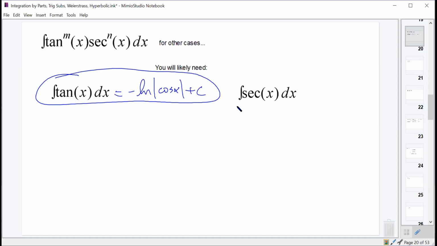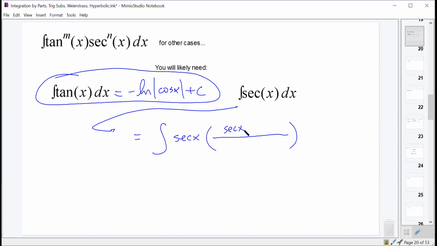So in order to integrate secant x, what we're going to do is multiply this secant x by secant x plus tangent x over secant x plus tangent x. And this looks a lot more complicated and like a bigger pain to deal with now that I've done this. But the good news is we should be able to then just simplify this out using a u substitution by letting u equal secant x plus tangent x.